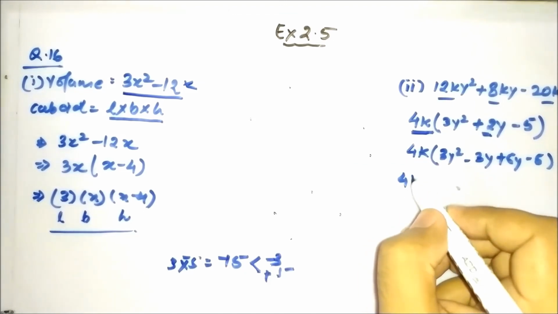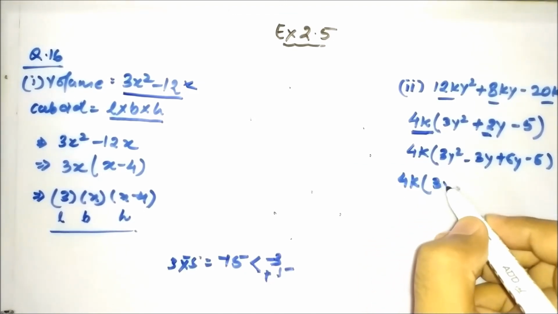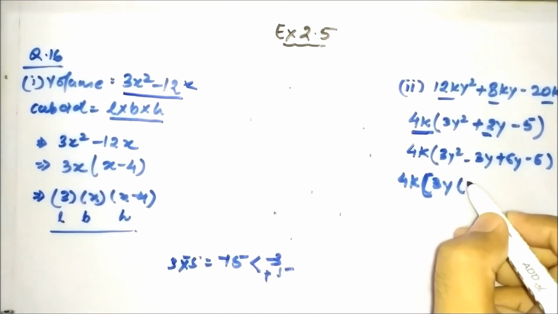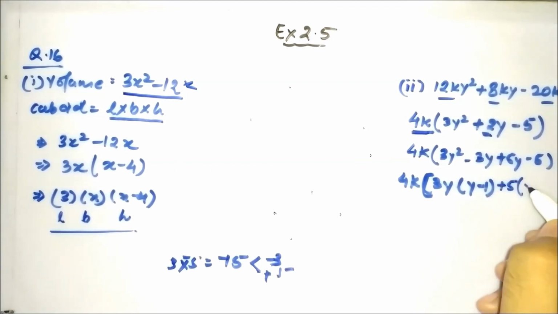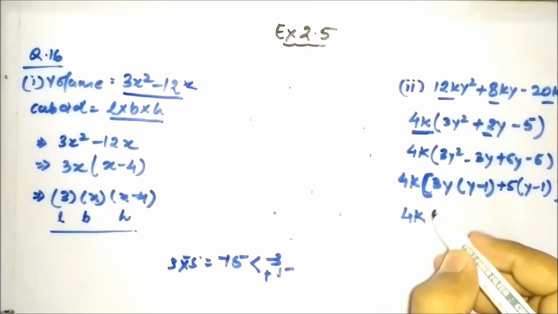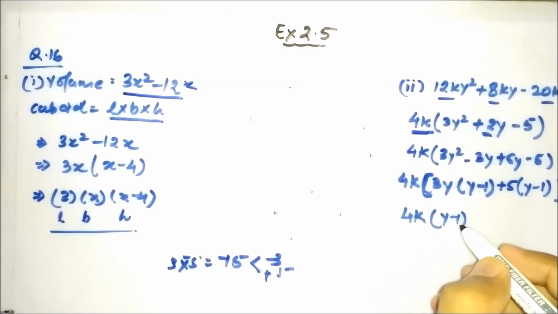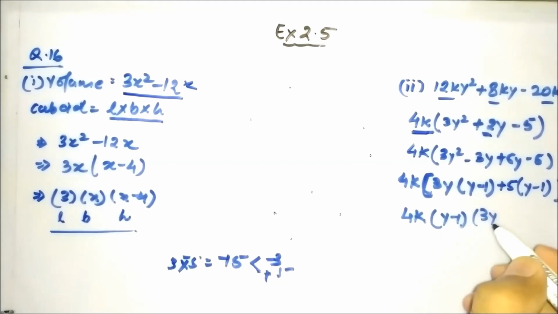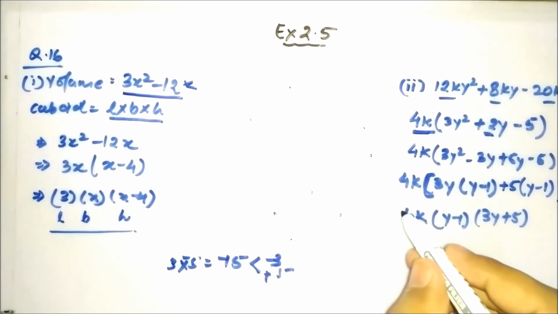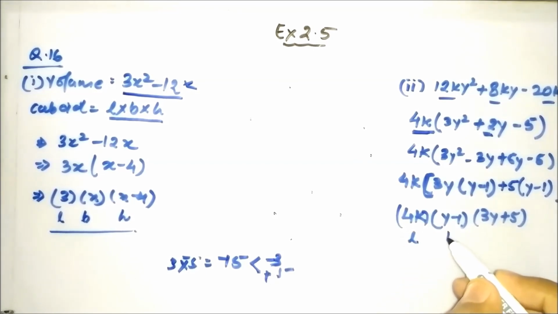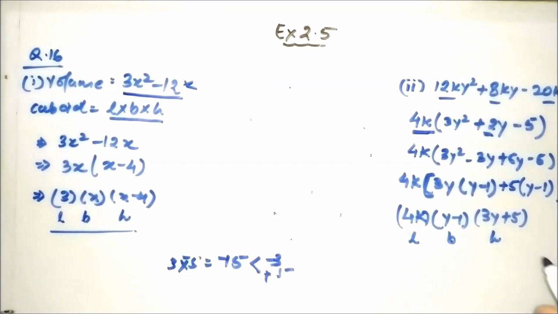Now we can write this 4k. Here we can take 3y as common, so that we are left with y minus 1 inside. And here we can take plus 5 as common. We are left with y minus 1 inside. That will be 4k, and we can take y minus 1 as common. So we are left with 3y plus 5 inside. So these are the three factors. First is length, this is breadth, and this is height. So length will be 4k, breadth will be y minus 1, and height will be 3y plus 5.